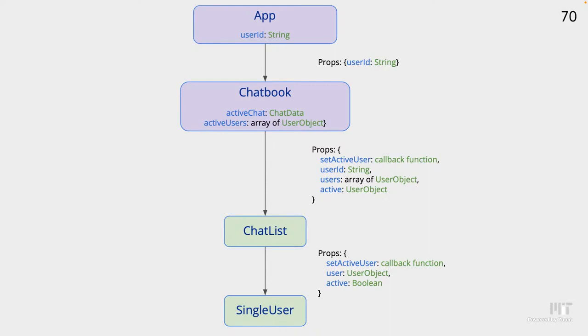And then in the chat list level, we don't need to really store any states, but we're going to pass in a little bit more information down. We're still going to pass down the set active user function to the single user, because we want the ability to click on a single user to set the active user for the entire chat book page. We'll have the user object be the user itself, and then we want a Boolean to check whether this user is the active user or not. So this might look a little complicated and a little daunting, but don't worry, we will get into that.